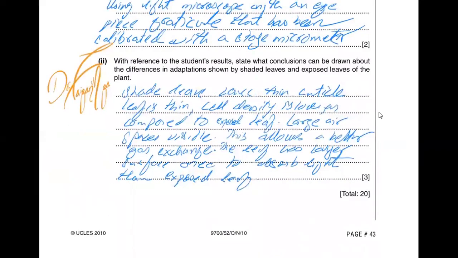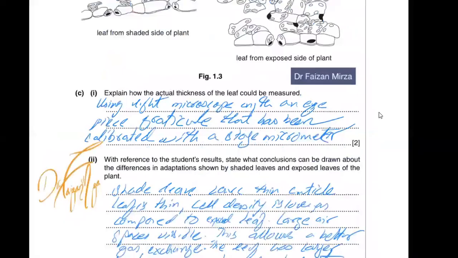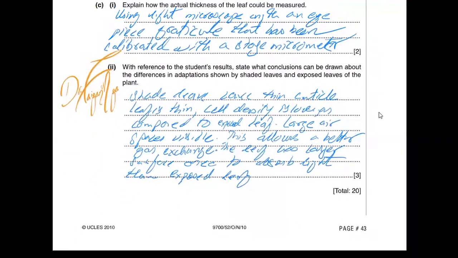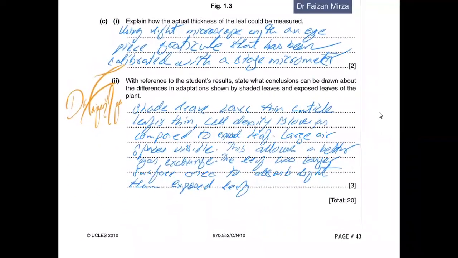With reference to the student results, state what conclusion can be drawn about the differences in the adaptations shown by the shaded leaves and exposed leaves of the plant. So just look at the diagram here and start to mention. The shade leaves have a thin cuticle, the leaf is thin, and cell density is less as compared to the exposed leaf. Large space is visible. This allows better gas exchange. The leaf has a large surface area to absorb light compared to the exposed leaf. So this is how it is. These conclusions can be gauged from these diagrams, and you have to state how these adaptations actually help the shade leaves and exposed leaves of the plants.